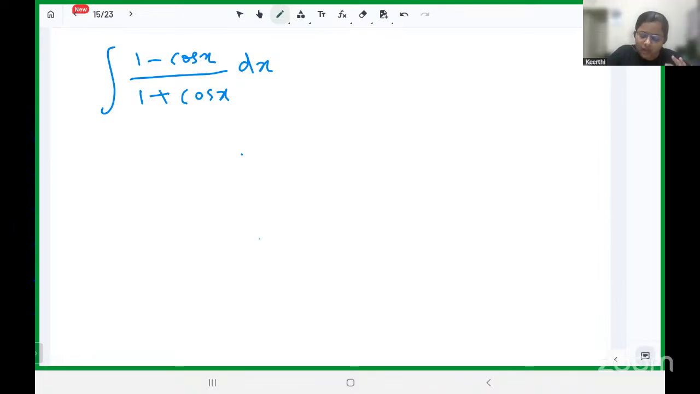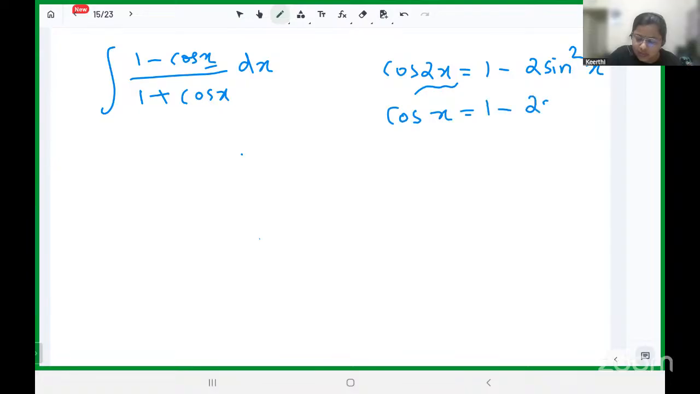Here I'm going to use the identity cos 2x is equal to 1 minus 2 sine square x. Here we need cos x, that is half of 2x, and half of 2x is x. So I am making this into the half angle formula. Take the half angle. Cos 2x will become cos x is equal to 1 minus 2 sine square x by 2.